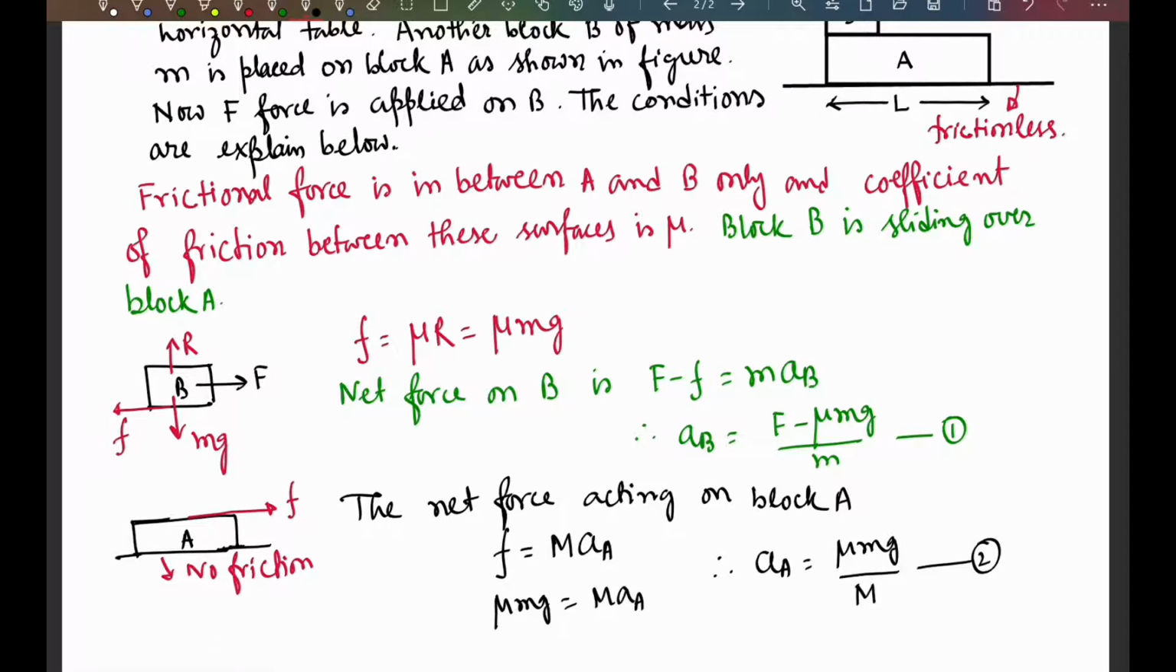Now, these two blocks are moving towards the right with different accelerations. If you want to calculate the time required for block B to move the distance L over A, then we have to consider the relative acceleration of block B with respect to block A, because the two blocks A and B are moving in the same direction. Therefore, we have to consider the motion of B with respect to block A.